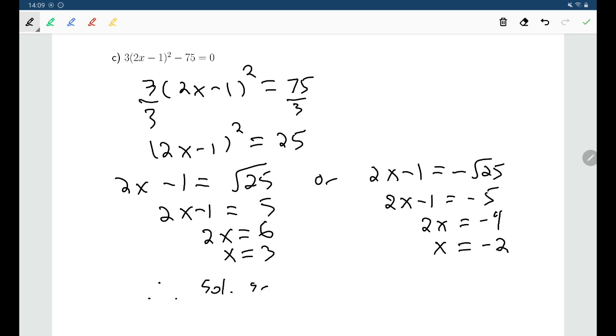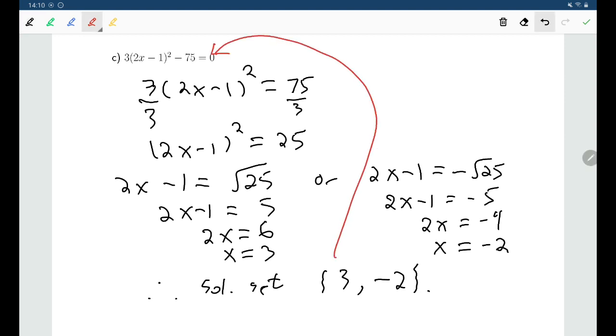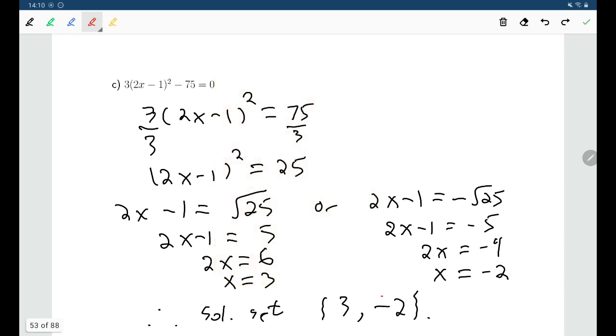So my solution set contains 3 and negative 2. There we go. And of course, as always, you can check your solutions by seeing if you were to substitute 3 into the original equation, does it make left side equal to right side? If you substituted negative 2 into the original equation, does it make left side equal to the right side? And yes, it does in both of those cases.